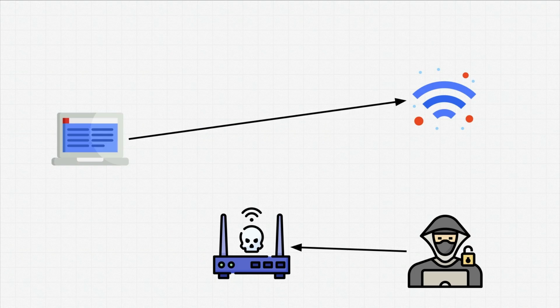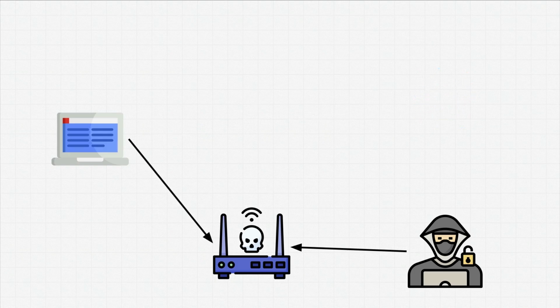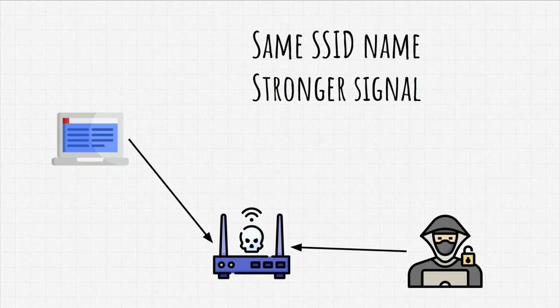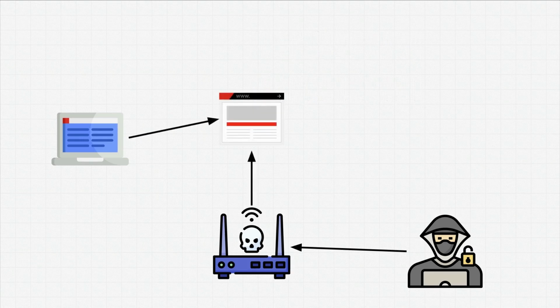This will result in the target connecting straight to the attacker's access point without the user of that device even noticing, which is once again the result of the access point having the same SSID, which is also the name of the access point, and it having a stronger signal than the original access point. Once the target connects to the fake access point, the attacker can then send a fake captive portal requiring the user to input the access point credentials for whatever reason.